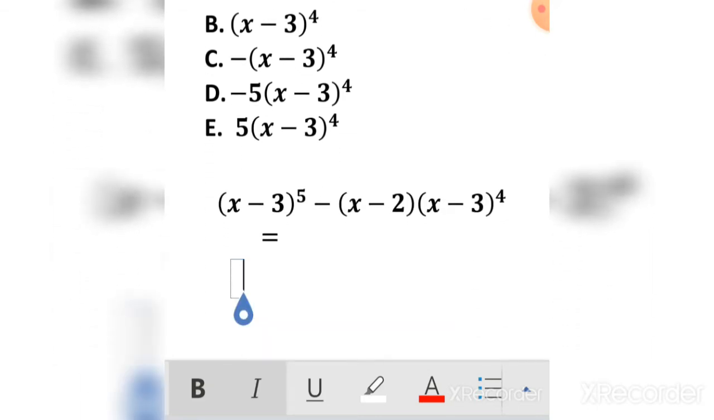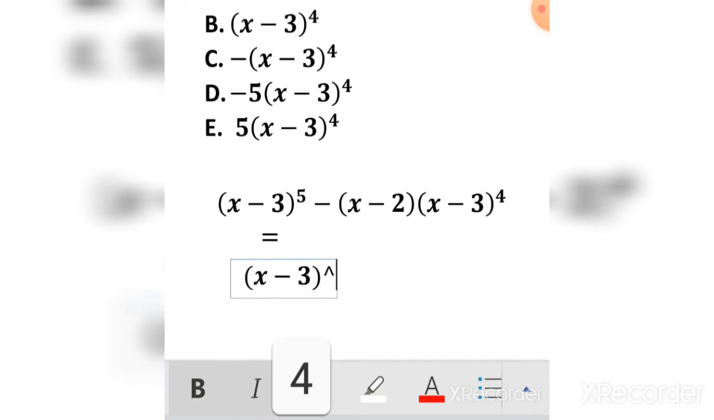So, we have a common x minus 3 in the minuend and subtrahend, but they have different exponents. So, x minus 3 to the fifth power can be factored as x minus 3 to the fourth power times x minus 3, since x minus 3 times x minus 3 to the fourth power is just equal to x minus 3 to the fifth power.